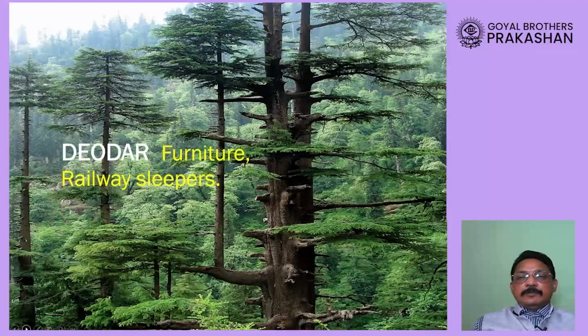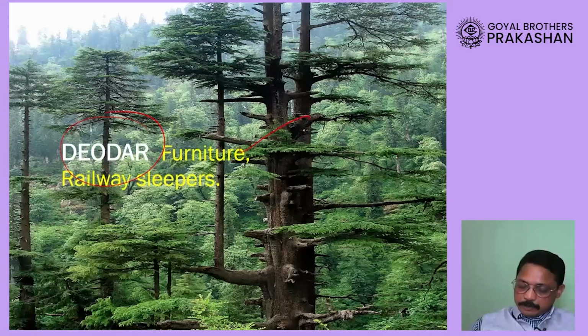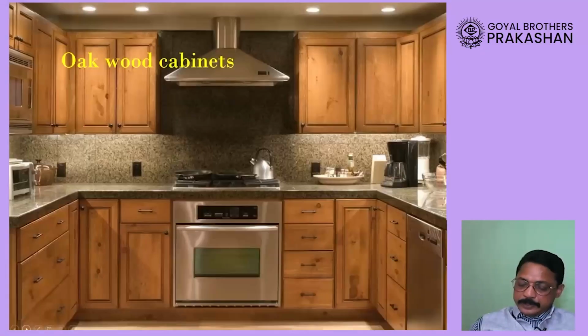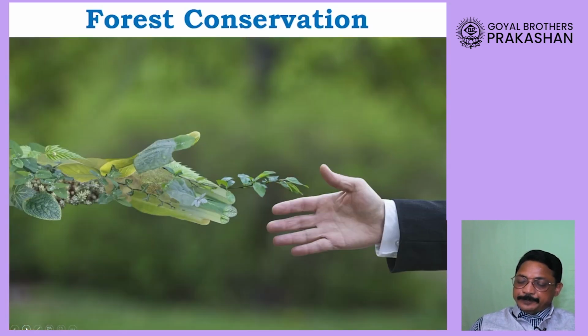Deodar plant, the most widely used plant in this forest, is used basically for making plywood, that means in construction work, as well as in making railway sleepers. Furniture is also of course made from it. Railway sleepers we have already seen some time back. Oak wood is another plant useful for making cabinets.